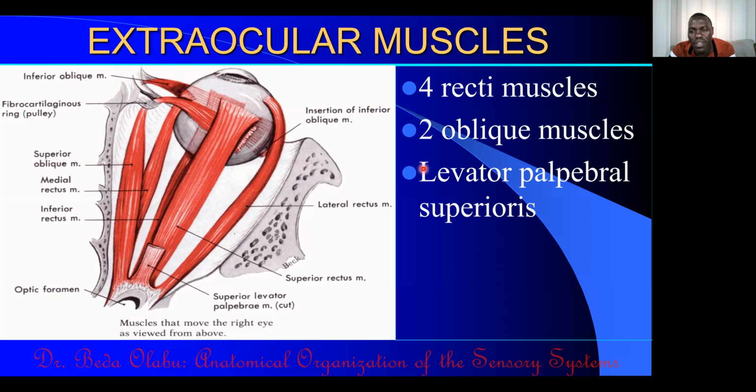The seventh muscle is called levator palpebrae superioris. As the name suggests, it elevates the upper eyelid. So this is the muscle that makes the upper eyelid open your eye. In terms of their nerve supply, I like this formula.